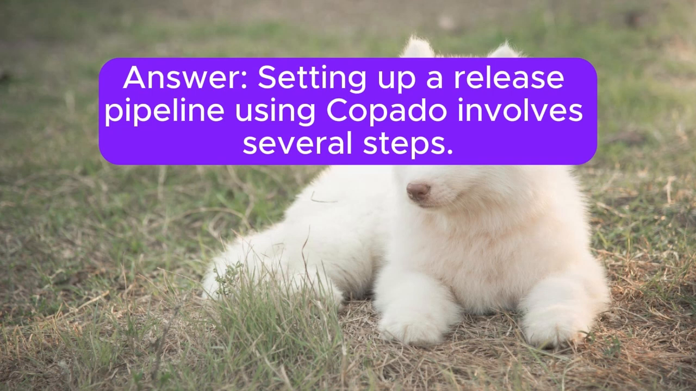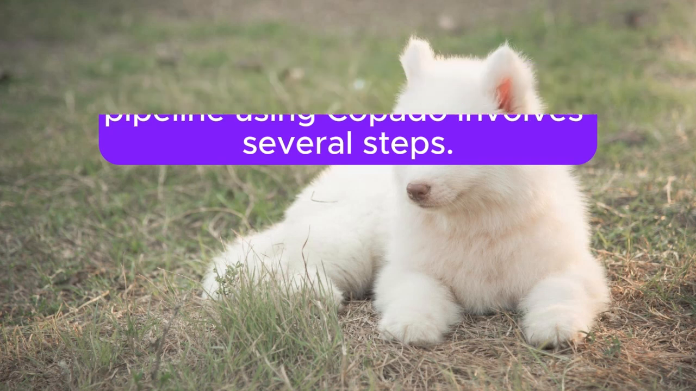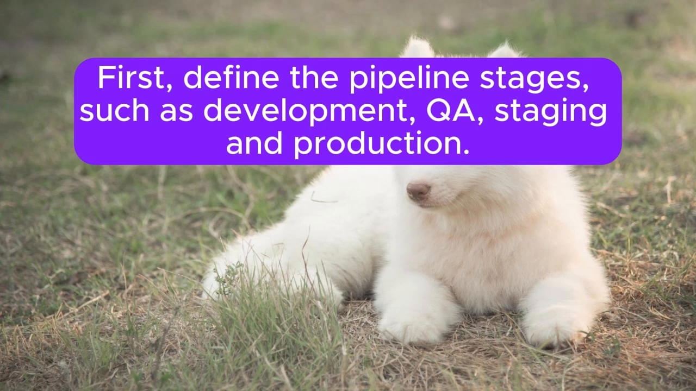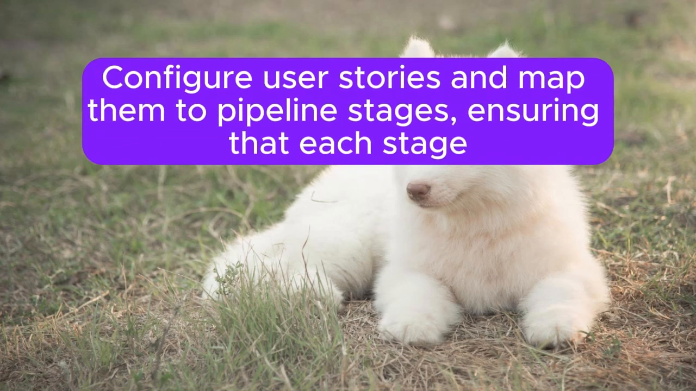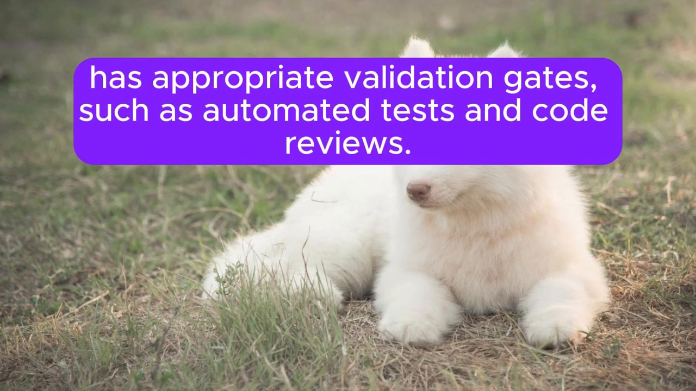Answer: Setting up a release pipeline using Copado involves several steps. First, define the pipeline stages, such as development, QA, staging, and production. Configure user stories and map them to pipeline stages, ensuring that each stage has appropriate validation gates, such as automated tests and code reviews.